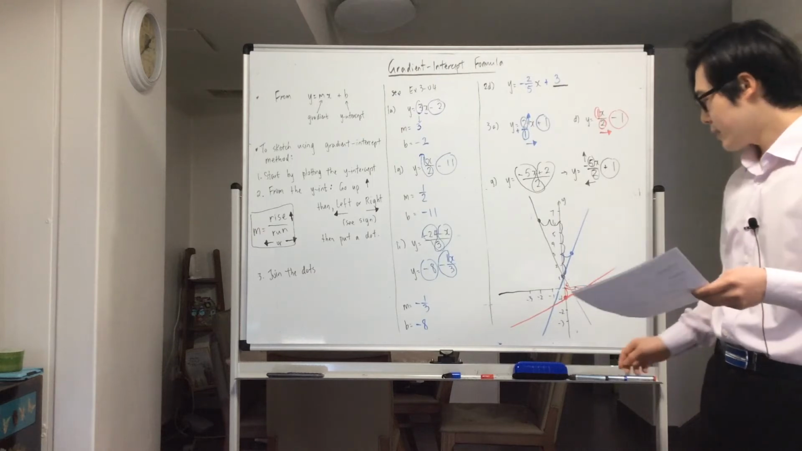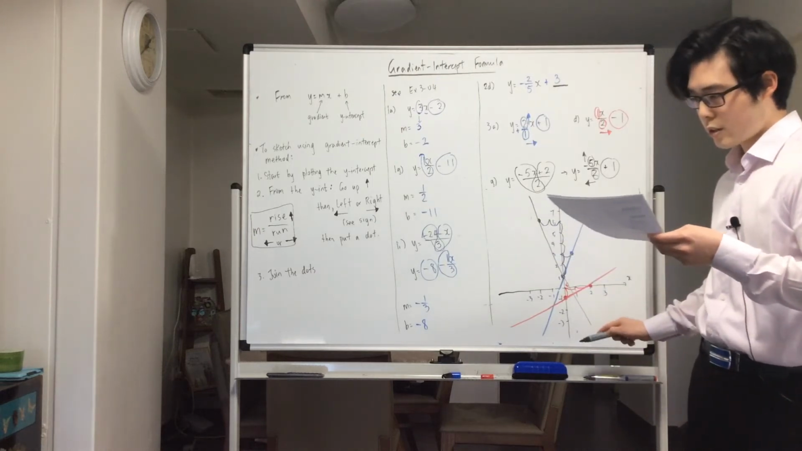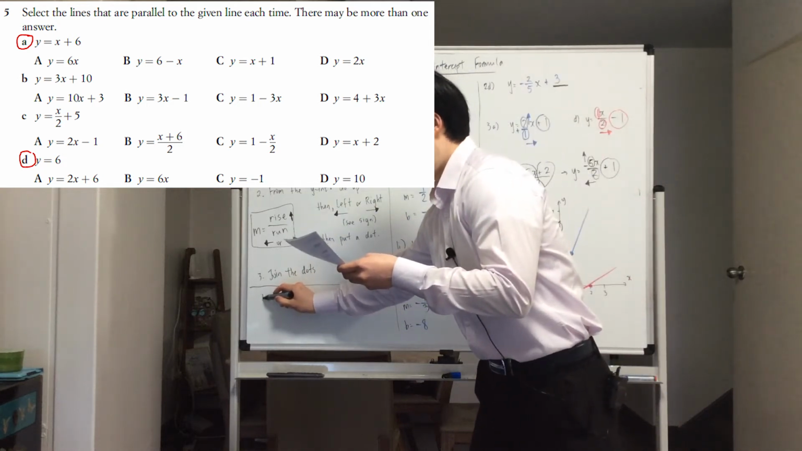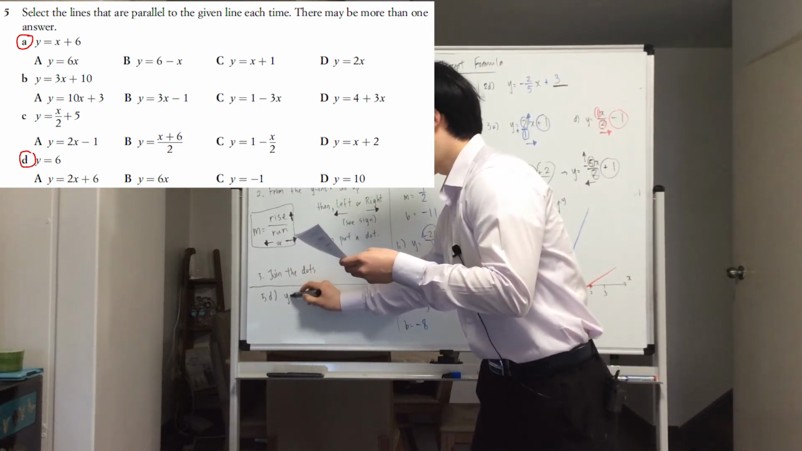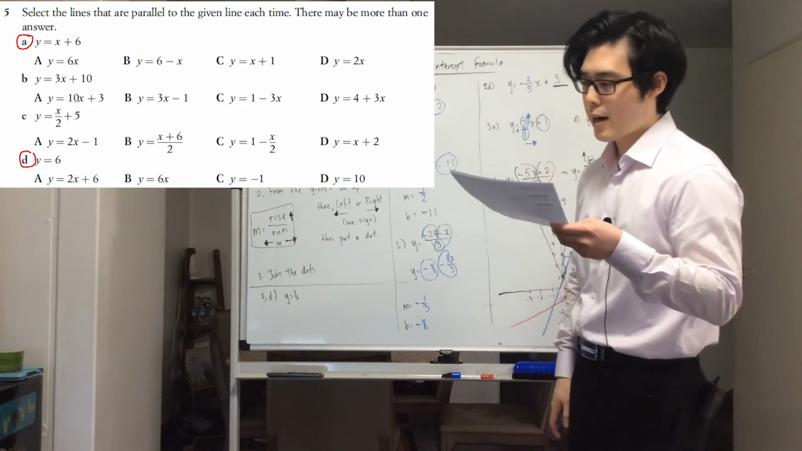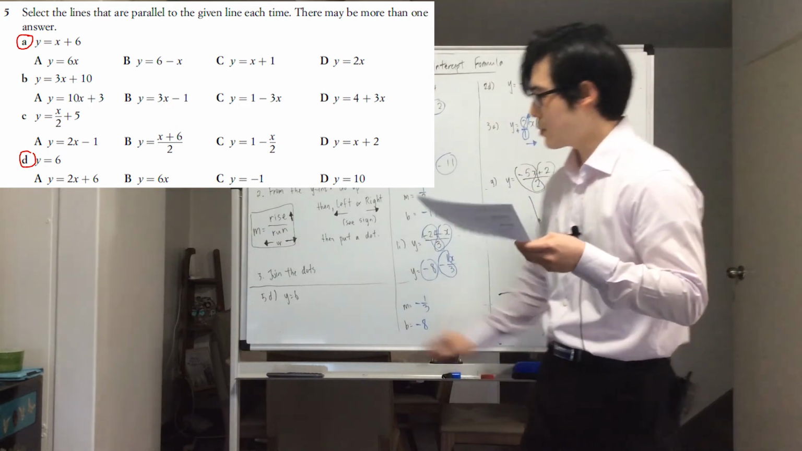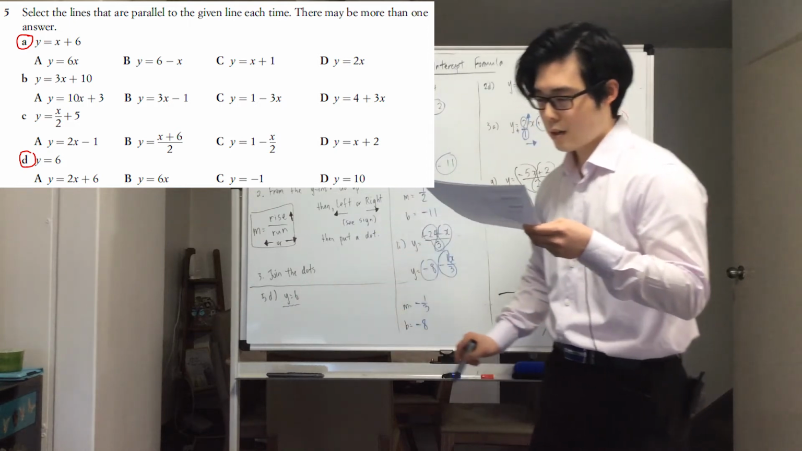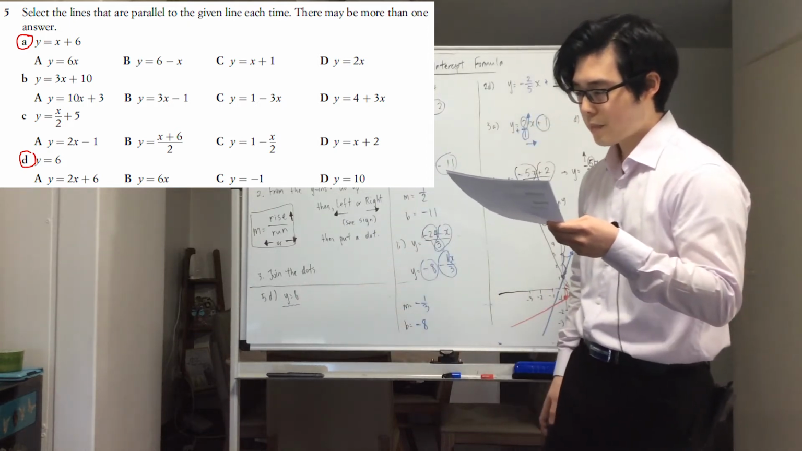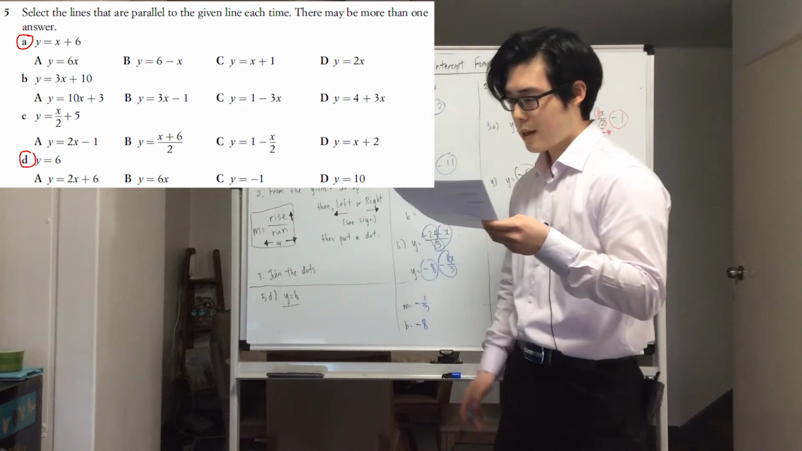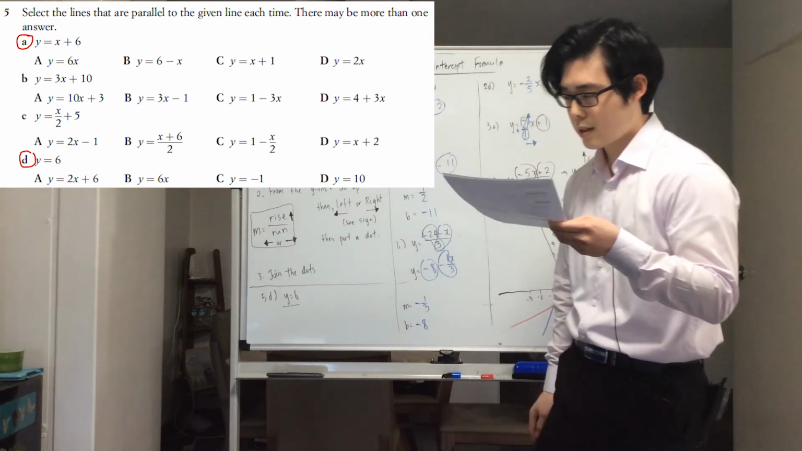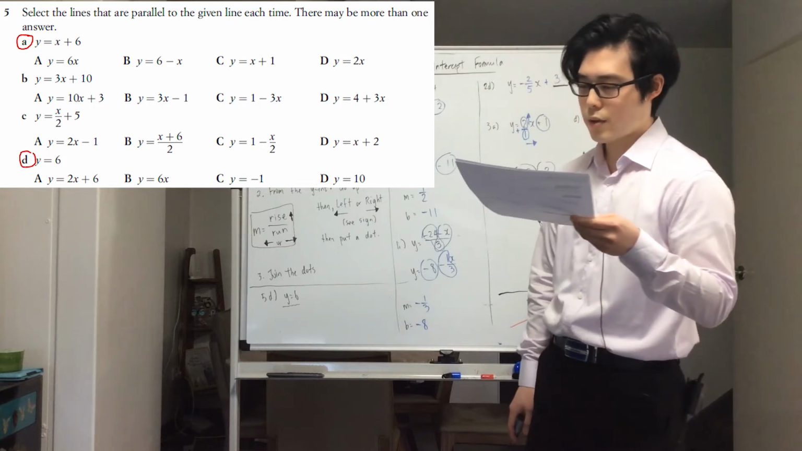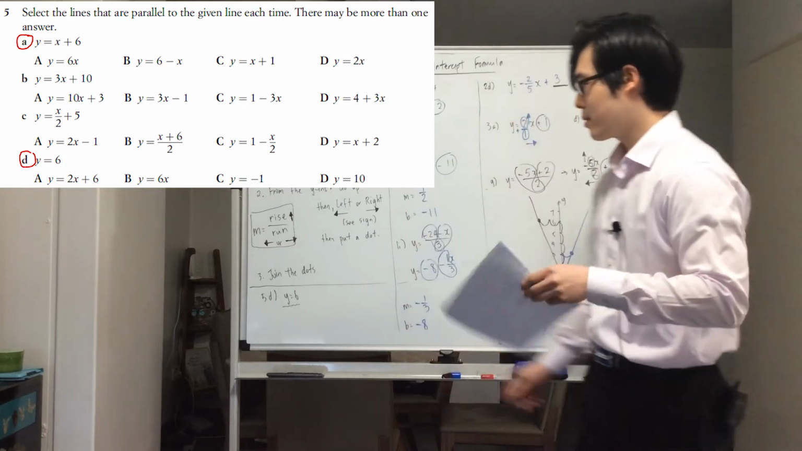Okay? All right, last question. Let's have a look at question 5. I'll do it here. 5D. Okay, so it says select the lines that are parallel to the given line each time. So which of the lines are parallel to y equals 6? Your first option is y equals 2x plus 6. B is y equals 6x. C is y equals minus 1. And D is y equals 10. So which of those are parallel to y equals 6?